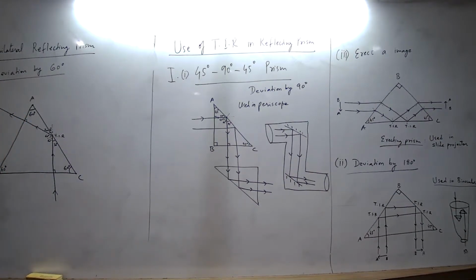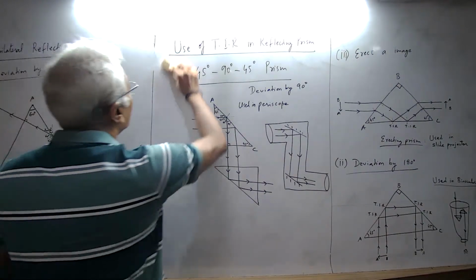Understood how we got 60 degree? Sure. Okay. Next is deviation by less than 60 degree.